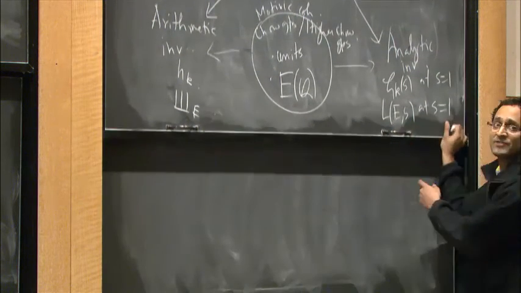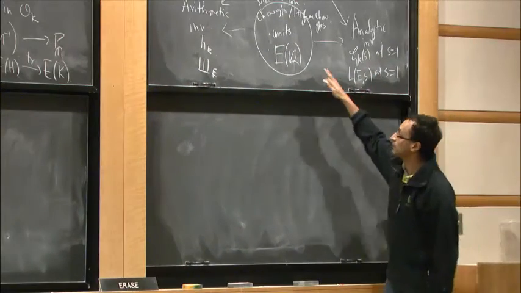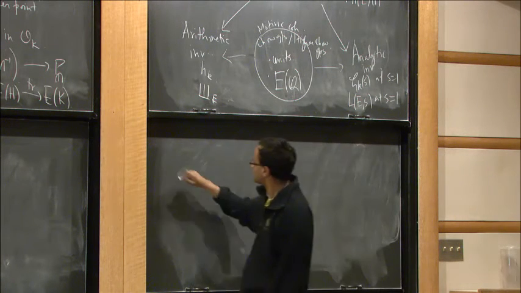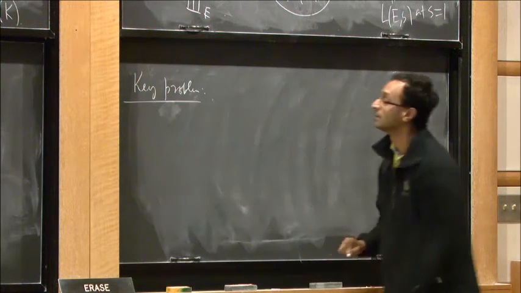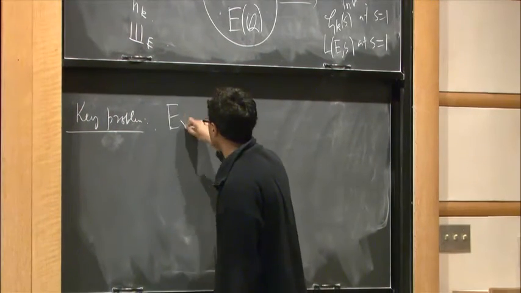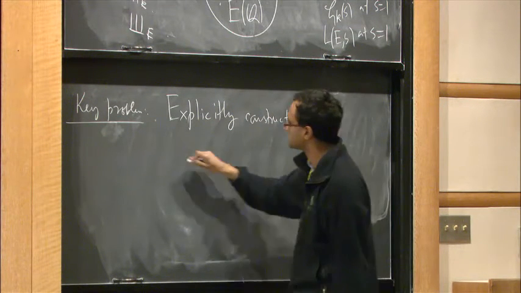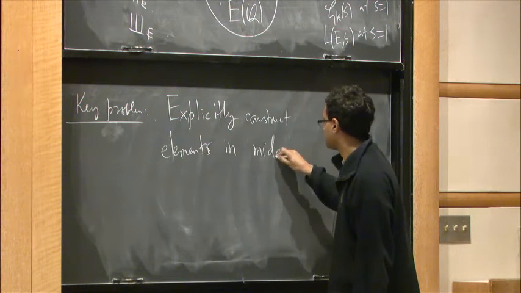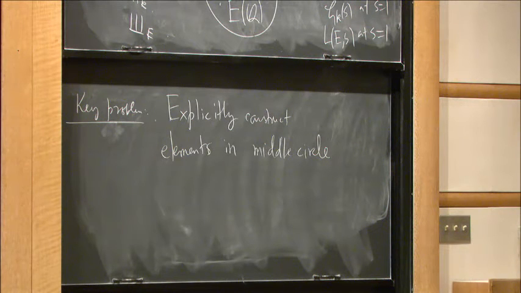But the point I wanted to emphasize is that, for example, in the second case, even to understand finiteness of Sha, you really needed to explicitly construct elements in the middle. Okay? So the key problem that I want to talk about is the following. How does one explicitly construct elements in this middle circle? Okay, the key word is explicit, right? How does one make this explicit?